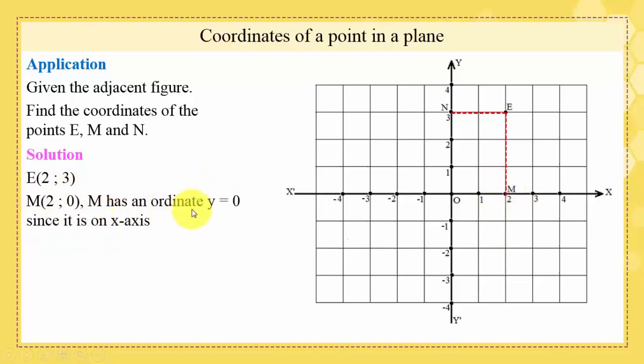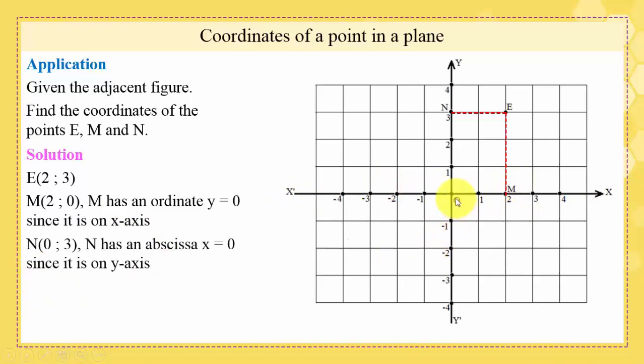Why? M has no ordinate. y equals 0 since it is on the x-axis. So when the point is on the x-axis, then its ordinate is equal to 0. N is (0, 3). Now N is on the y-axis, then its abscissa is equal to 0.